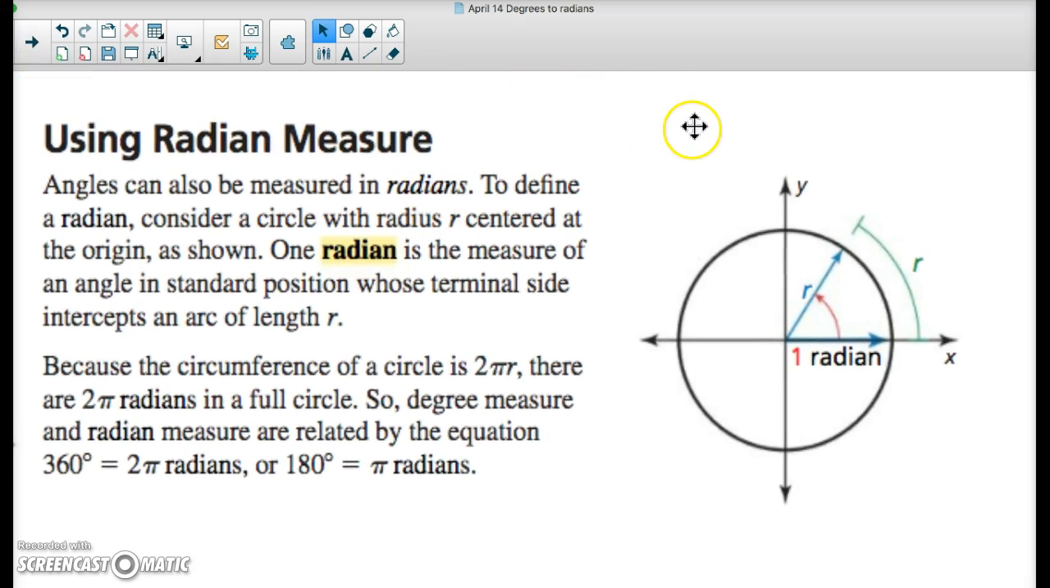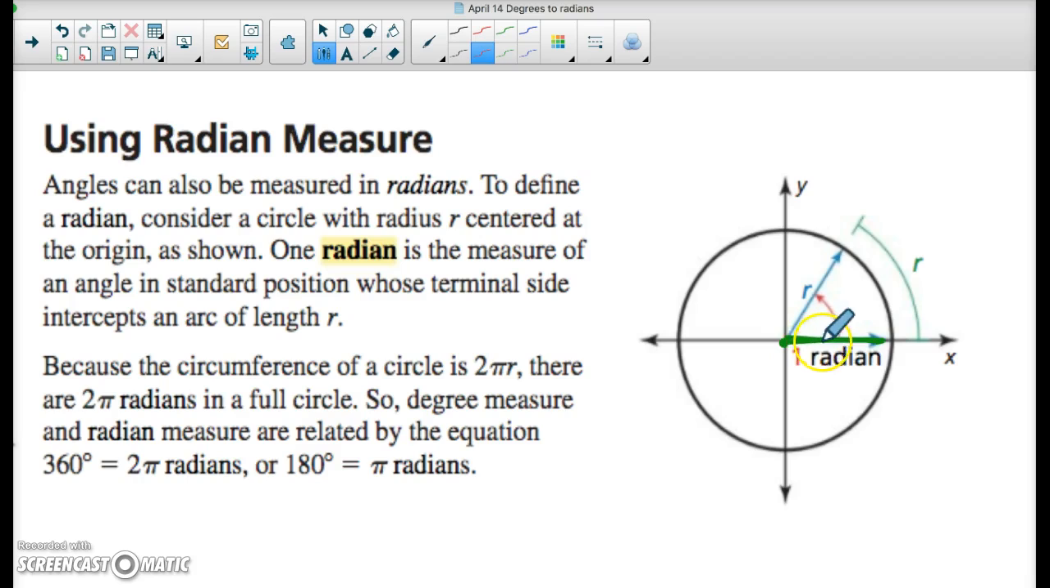To define a radian, consider a circle with a radius r. All right, so here's my radius r, centered at the origin as shown. 1 radian is the measure of an angle in standard position whose terminal side intercepts an arc of length r. Let me explain what that means.